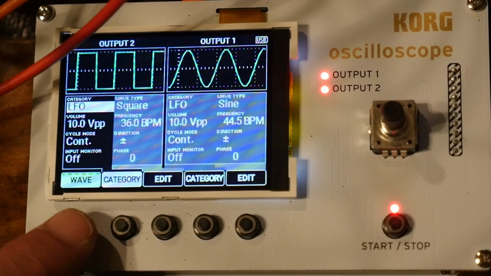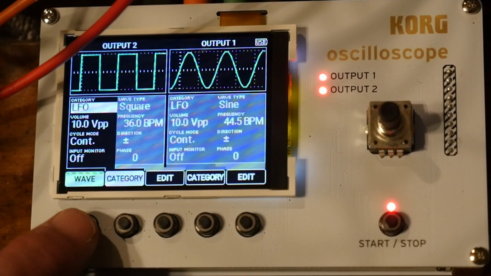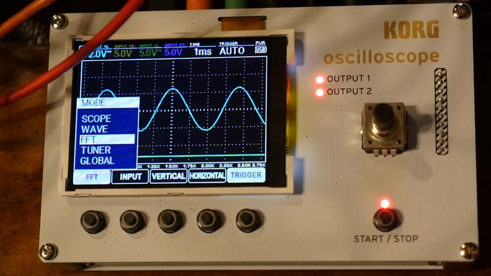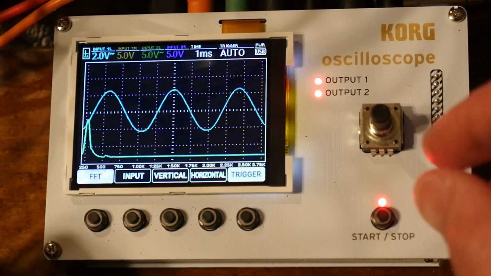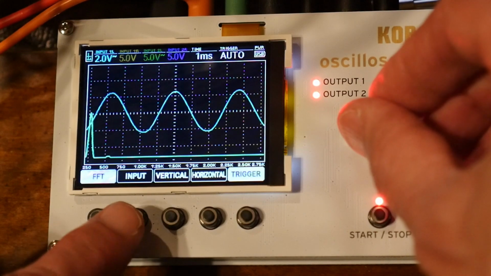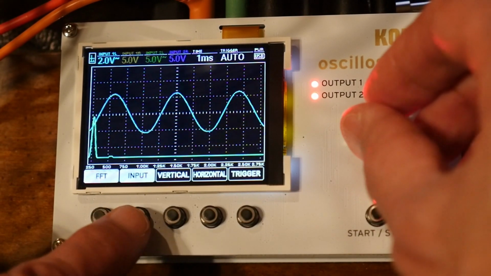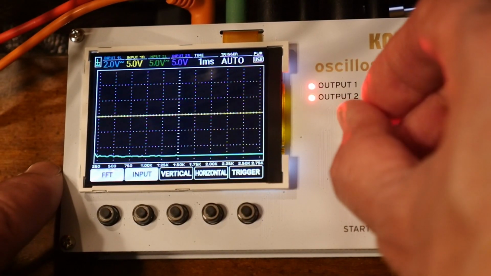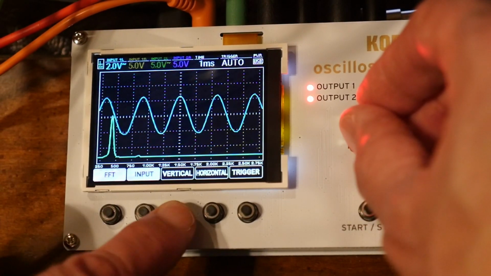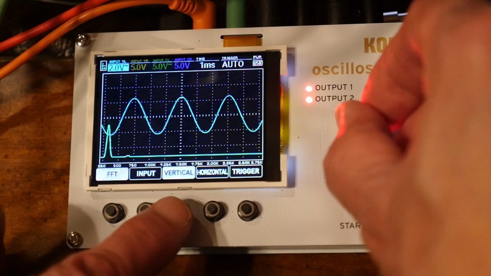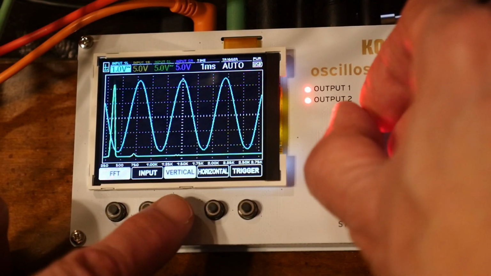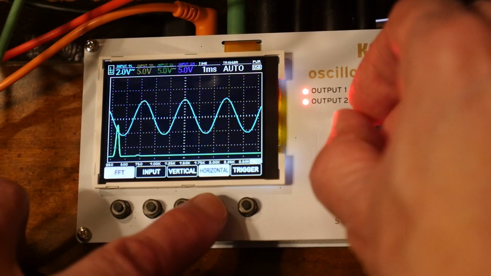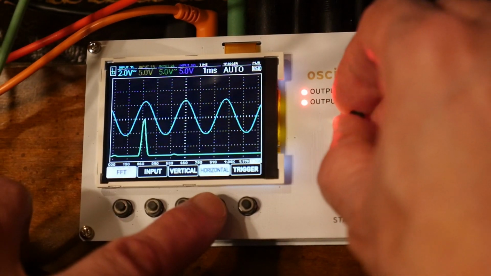The next mode is a spectrum analyzer mode, otherwise known as an FFT, a fast Fourier transform algorithm. And this gives me a chance to see the harmonic series. In this mode, I can change the input, which changes up top. The vertical, which again is the level of amplitude in voltage. The horizontal, which lets me change the range.